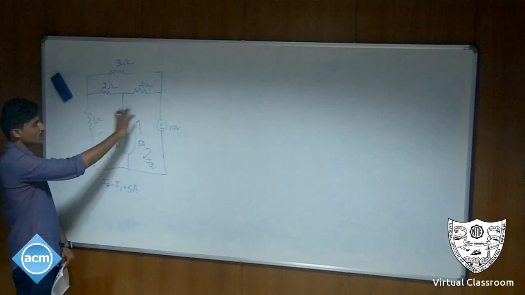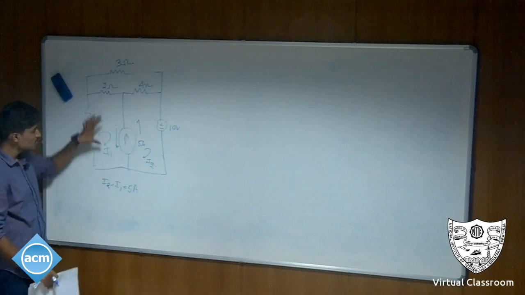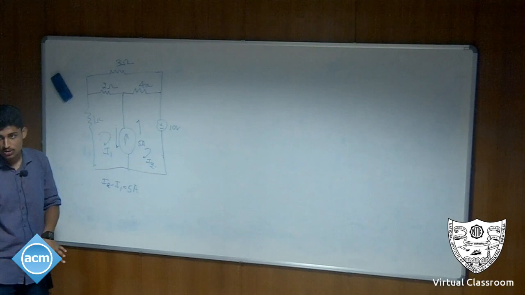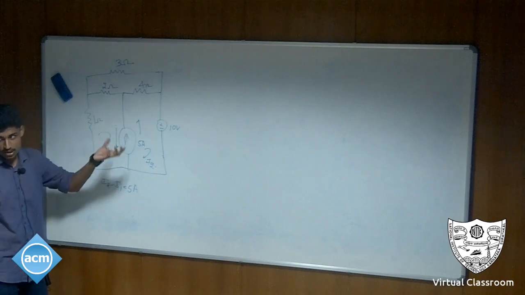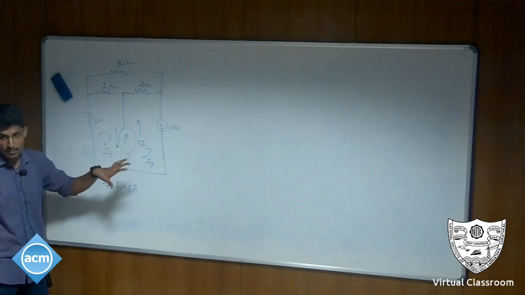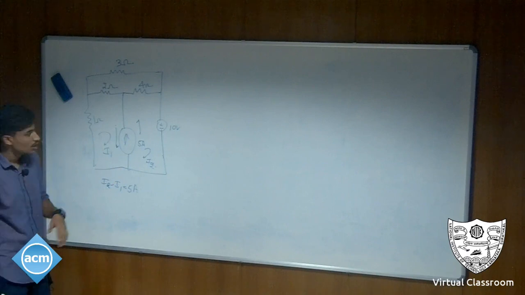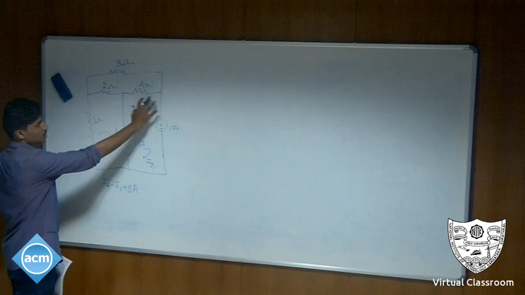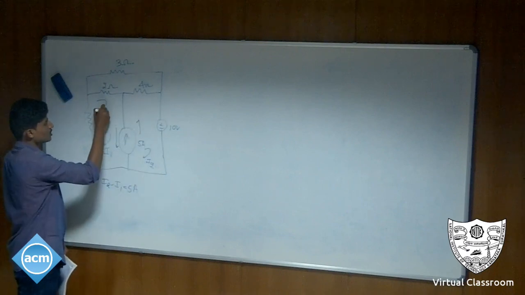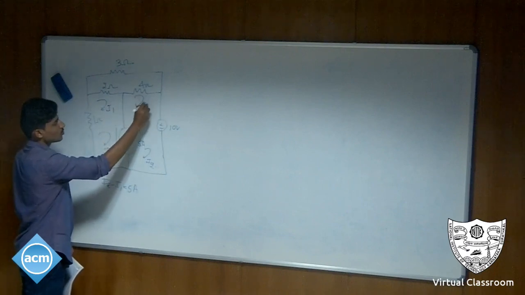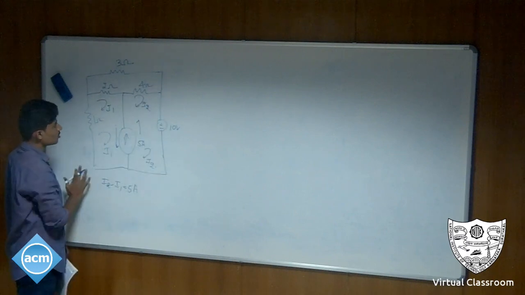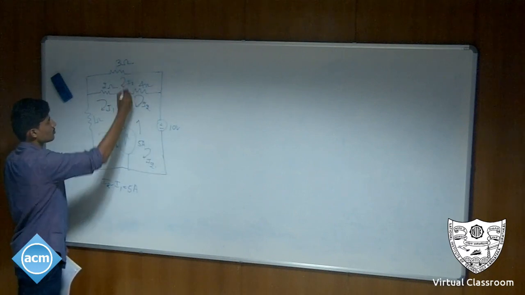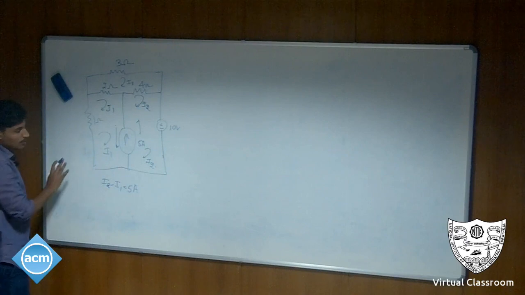Now instead of applying it for individual meshes, I can't, because I don't know the voltage across my current source. Whatever voltage it requires to provide the 5 amp current, I don't know that voltage unless you solve for the other components and then find the voltage. So I apply a super mesh analysis. Here I know the current I1 is going, and here as well. So for this entire loop I'll apply my super mesh analysis.